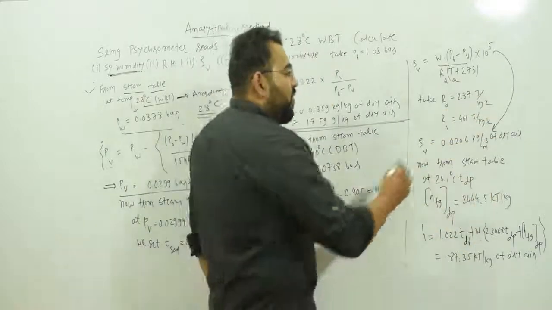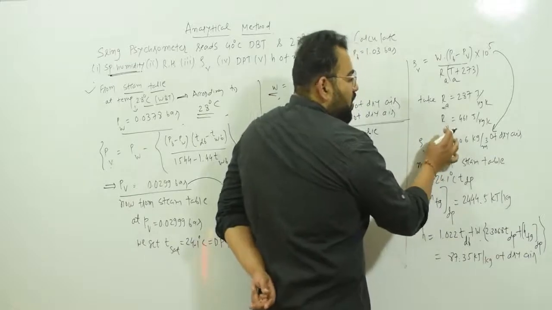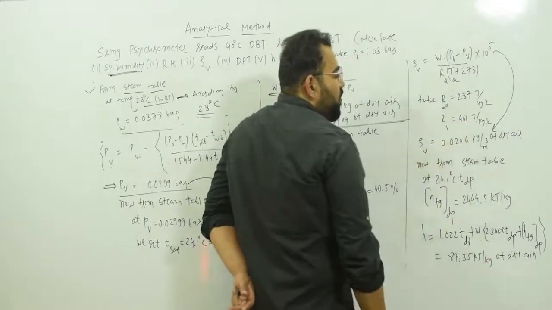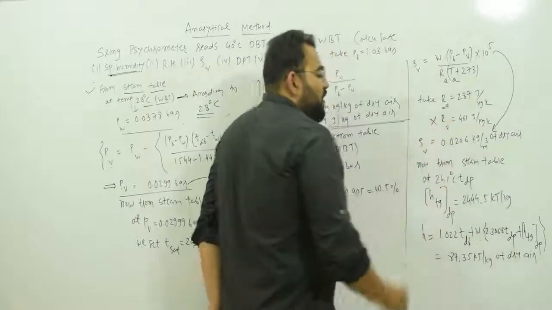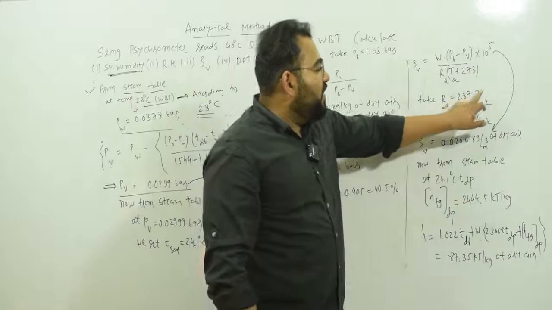So always remember the constant of dry air. In the same way, you have to remember the RV value, the constant of water vapor, which is 461 joule per kg Kelvin. Here we don't require RV; this is just for your information. We require Ra, so 287 joule per kg Kelvin.